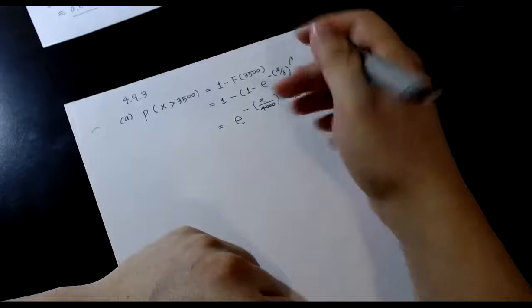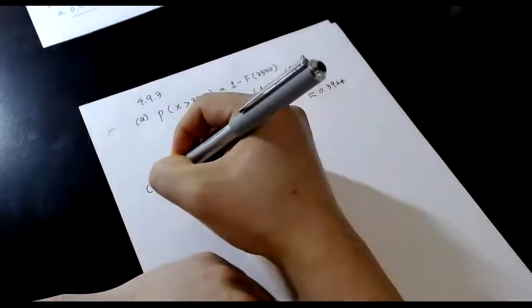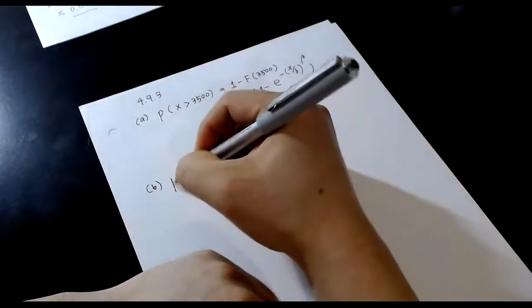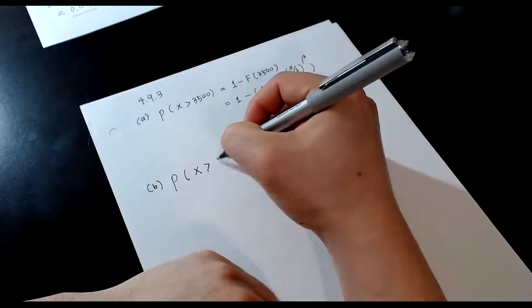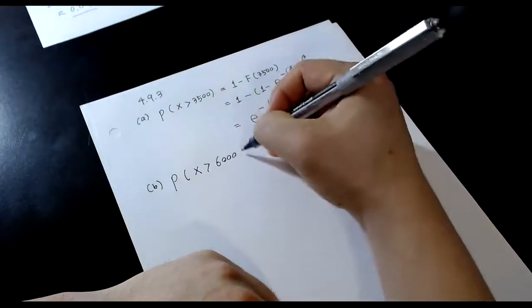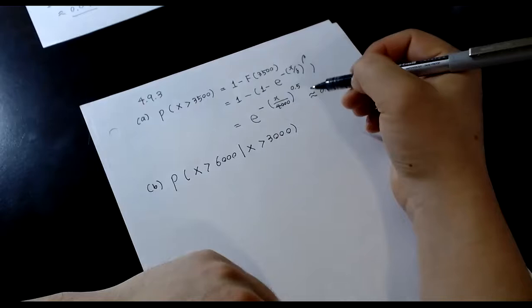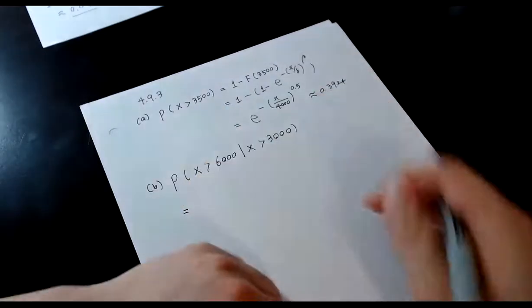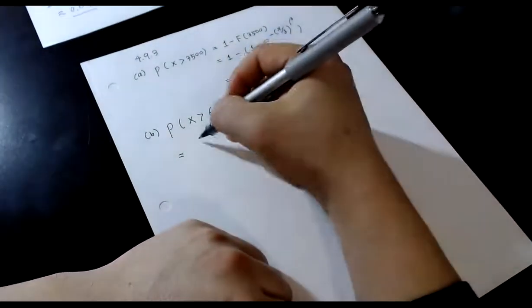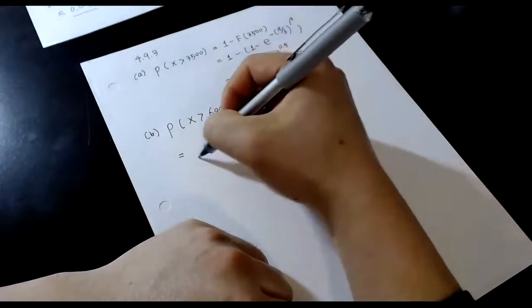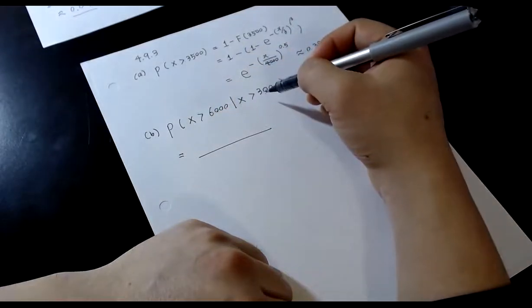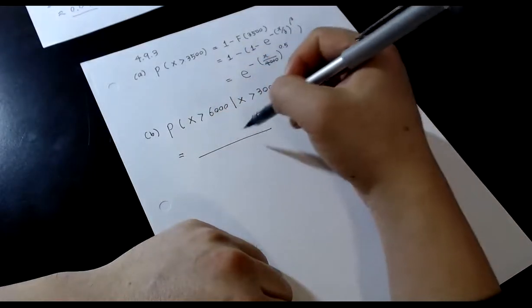So now the next one, B. The probability that X is greater than 6000, given that X is greater than 3000. Okay, so that is equal to what? This is a conditional probability, right? Conditional probability, the numerator is going to be what?